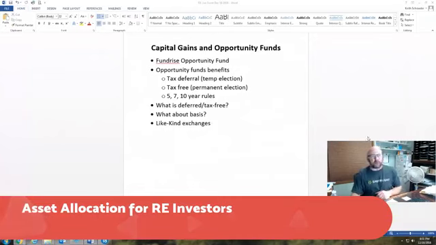Let's go back to capital gains and opportunity funds. Would I be willing to sell my property if I had 90% of my net worth stuck in the California market? I would certainly be a little nervous having all my money in that one basket. I would want to at least divest of some of that. And there has never been a better time to be divesting than now because of the opportunity funds.